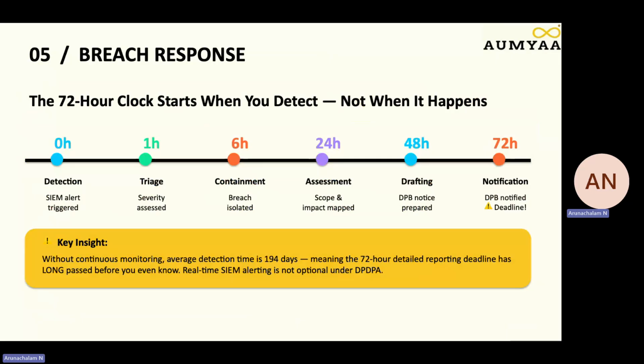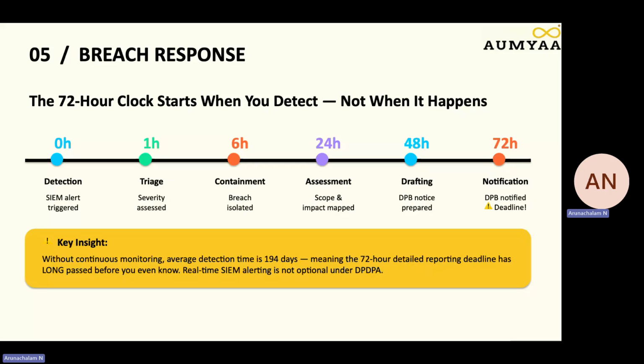Here's how the 72 hours should break down. 0 hours, detection, the SIEM alert triggers. This is the starting gun. 1 hour, triage, severity assessed. Is this reportable? How bad is it? 6 hours, containment, the breach is isolated. Stop the bleeding. 24 hours, assessment, full scope and impact map. What data, how many records, who's affected.